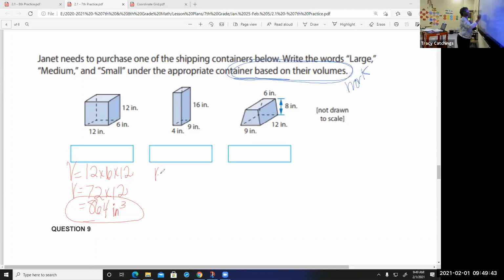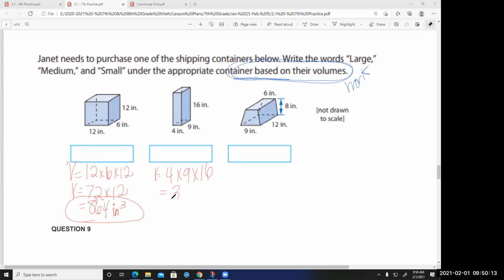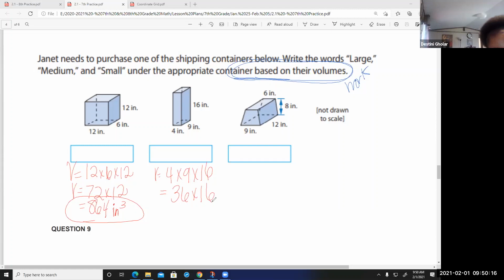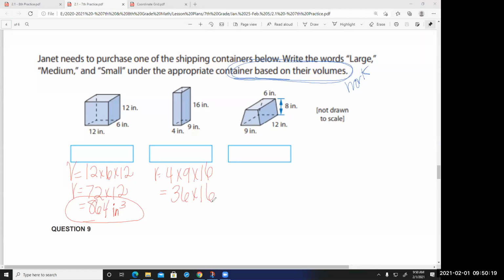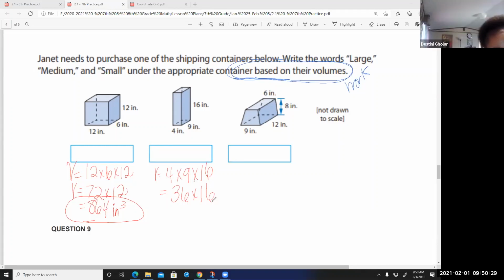All right, the next is a rectangular prism. What's the length, width, and height? 16 times 9 times 4. 4 times 9 is 36. 36 times 16 is 576.